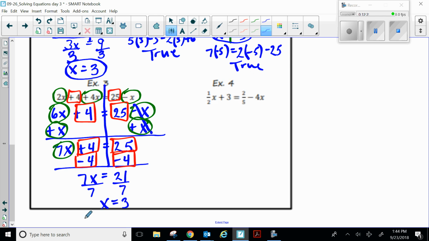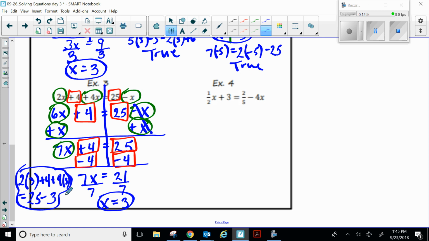And of course, we're going to go back and check. So I'll plug my 3 in every time I see x. 2 times 3 plus 4 plus 4 times 3 equals 25 minus 3. And again, we should get a true statement in my calculator for this.